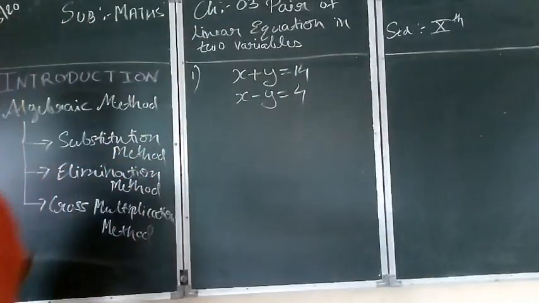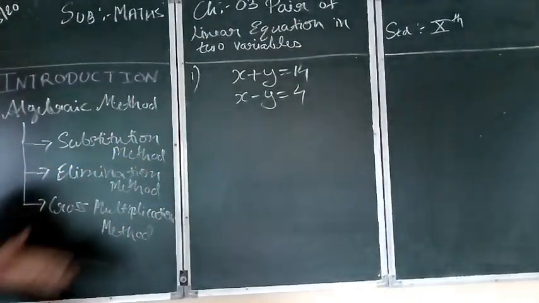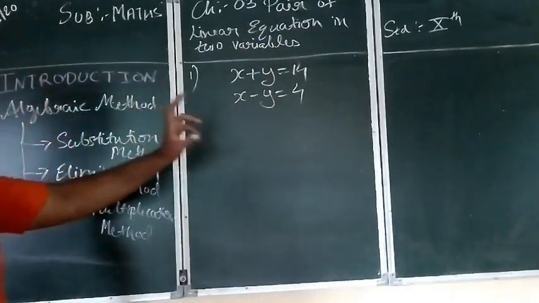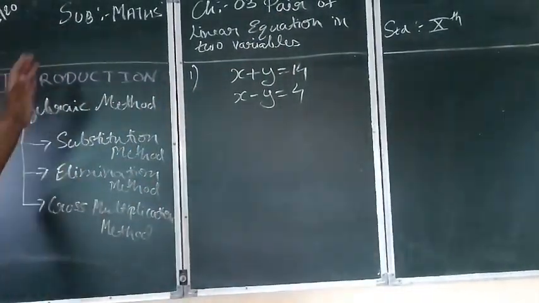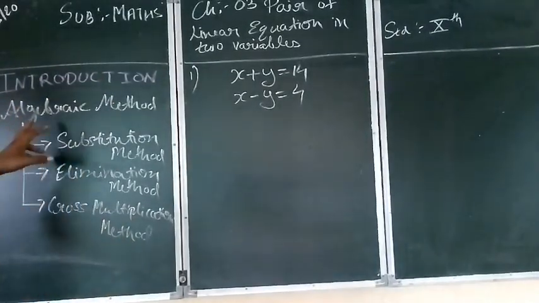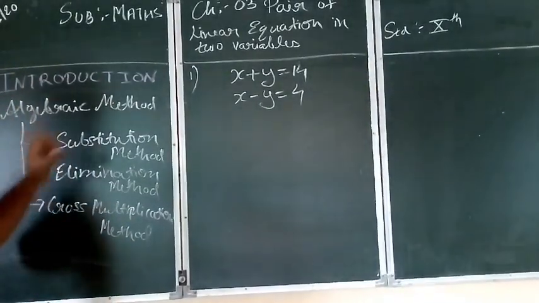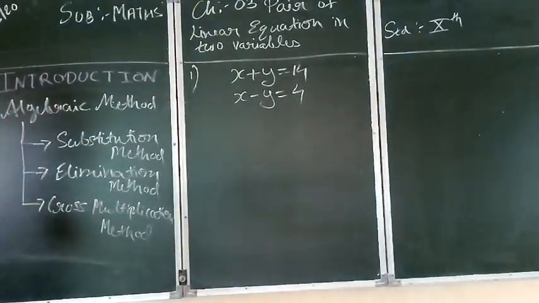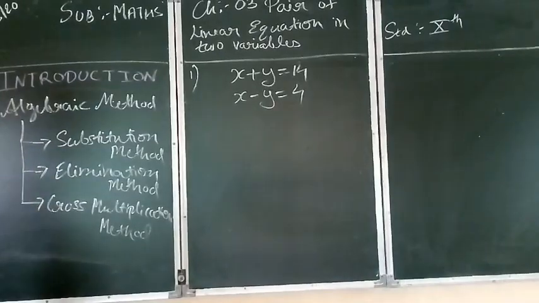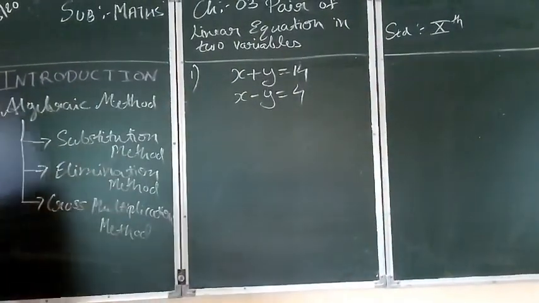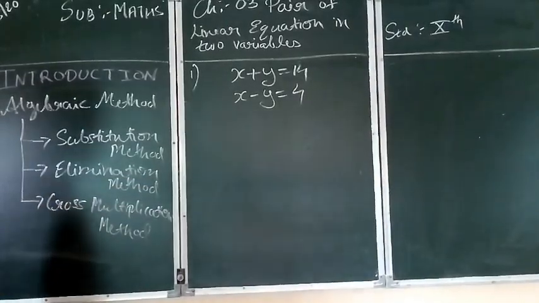So class, we saw in our last session that a pair of linear equations in two variables in standard form has two types of methods: algebraic method and graphical method. Now in this session we see the algebraic method, which has three main subparts: substitution method, elimination method, and cross multiplication method.